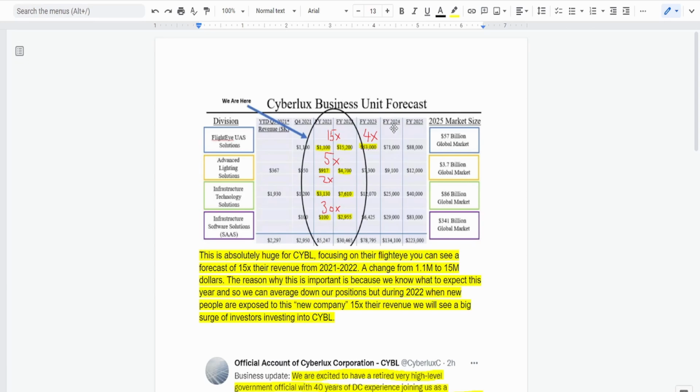We have to look at this in the long run. We already know that CYBL is a gem. A lot of people have already profited from CYBL, but a lot of people are still yet to profit on CYBL. Again, this is not financial advice, so take it with a grain of salt. Make sure to do your own due diligence and research.